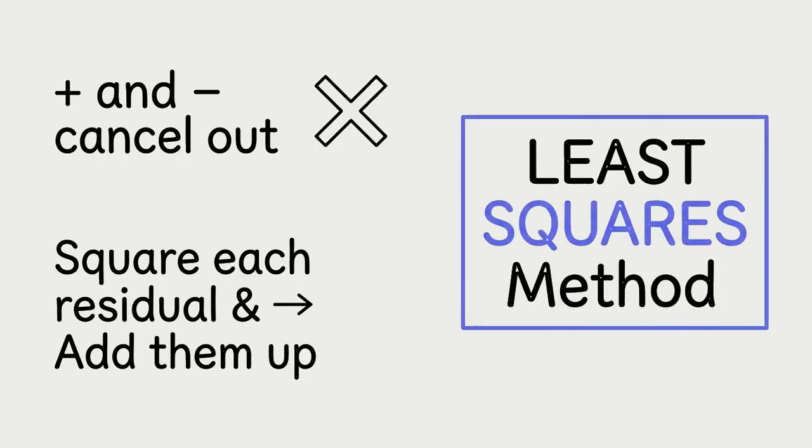To avoid that, we square each residual and then add them up. The best fit line is the one that makes this total squared error as small as possible. This method is called least squares.